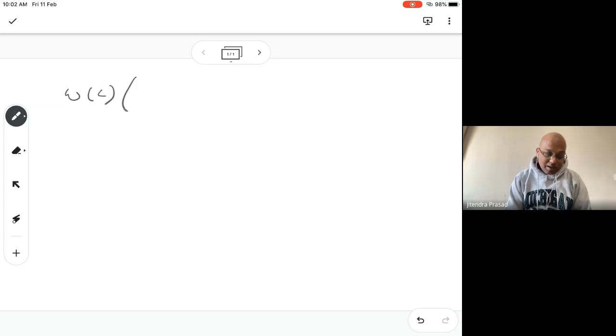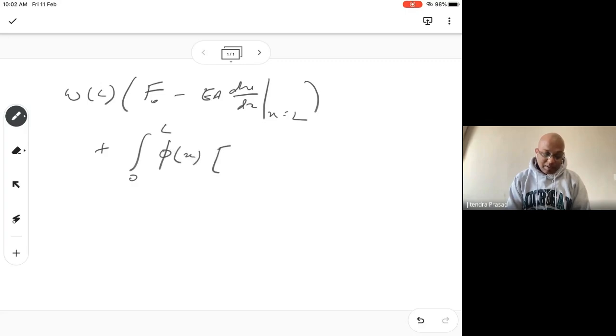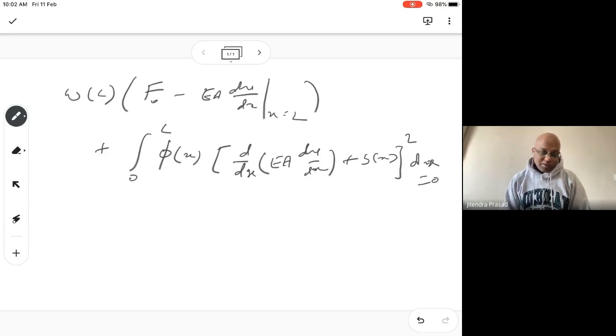WL multiplied by F naught minus EA du over dx at x equal to L, right? Plus we have taken something like this, phi x, and then d by dx EA du over dx, plus bx, a square of it, dx, right? That is equal to 0.